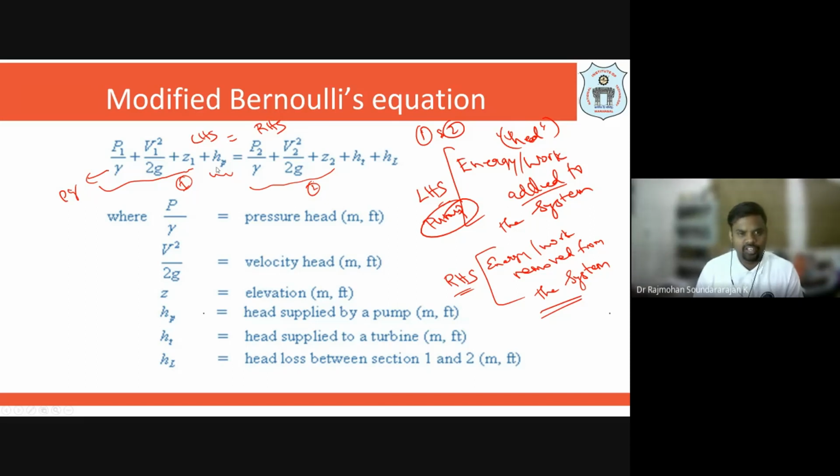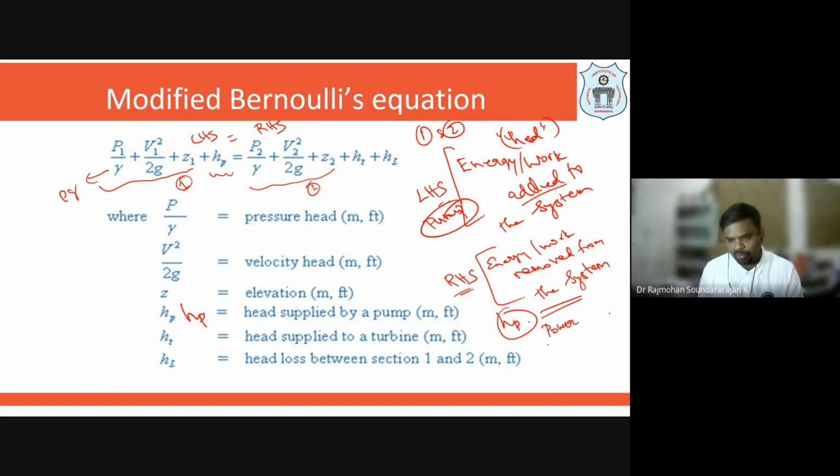Generally, as I told, the head developed by the pump is the work done on the system. So we write it here as HP, H subscript P, which is the head developed by the pump. Once you know the head developed by the pump, we can find out the power requirement.